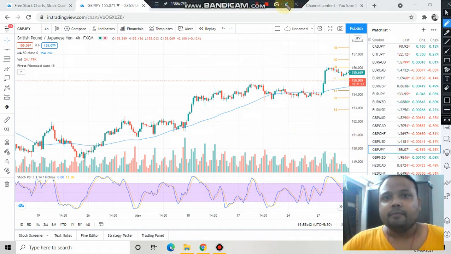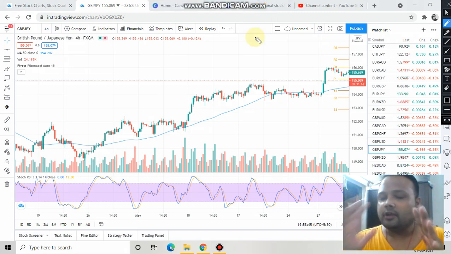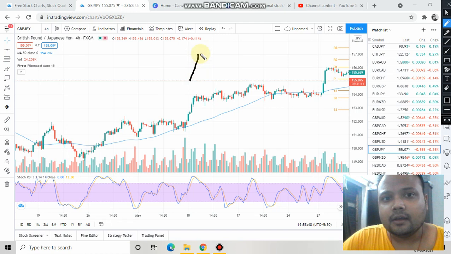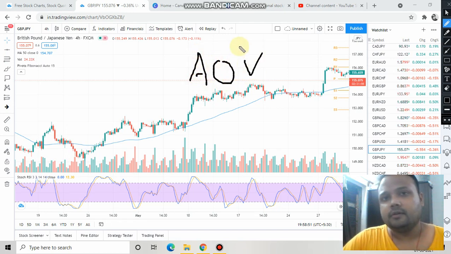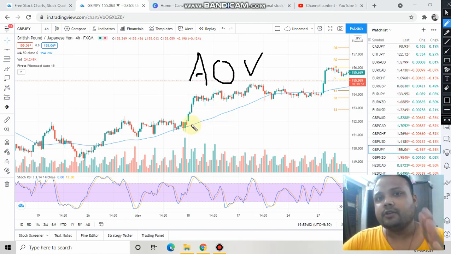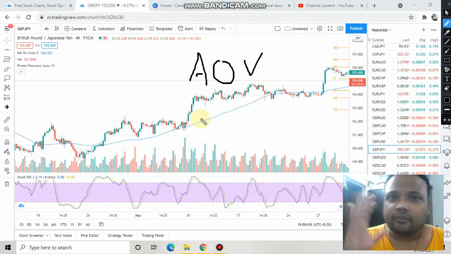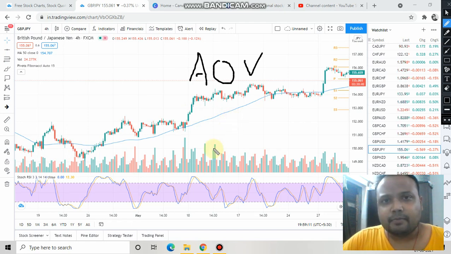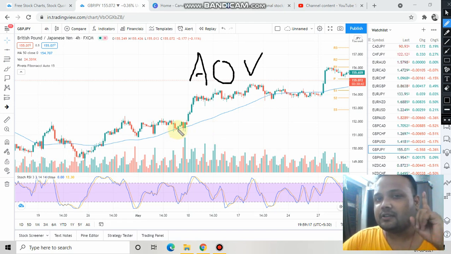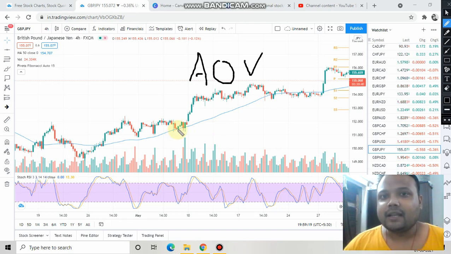Secondly, before executing any order or before going for any trade, we should always look for the area of value. Area of value means the best trading spot or the best trading opportunity. In an uptrend market, the best trading opportunity is always near the support, and in a downtrend market, the best trading opportunity is always near the resistance. So, best buying opportunity in uptrend market is near the support, and best shorting opportunity in downtrend market is near the resistance. This market is in uptrend, therefore we need to find the support.